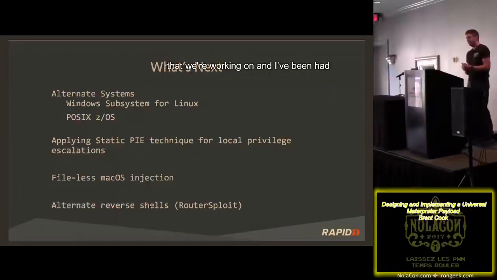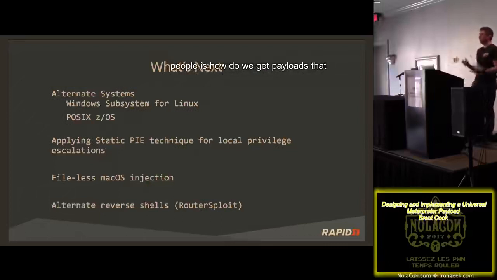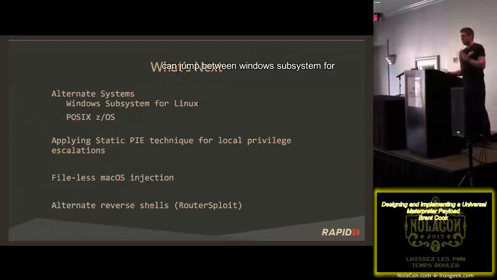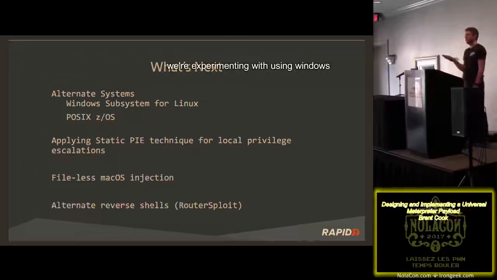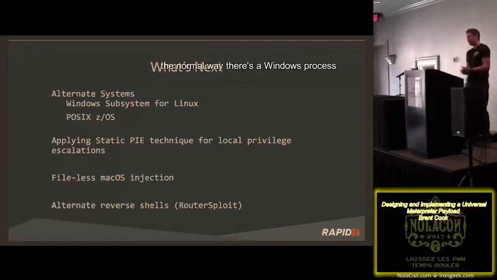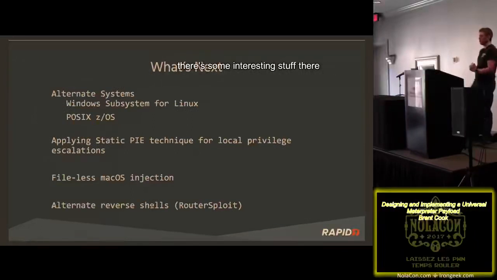What's next? Well, one thing that we're working on, and I've had a lot of interest from various people, is how do we get payloads that can jump between Windows Subsystem for Linux and Windows? There are a lot of interesting escapes to go back and forth between the environments, but we're experimenting with using Windows Subsystem for Linux as a way to basically hide a payload within a Windows environment. And so basically, when you look at processes, you won't see it in the normal way as a Windows process.